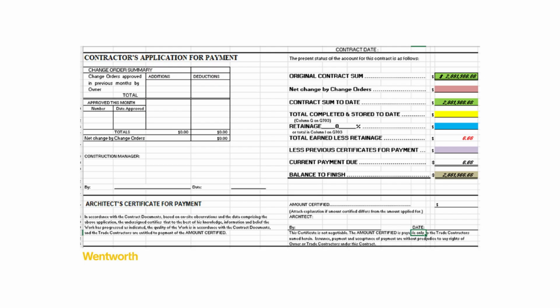Now, enter your net change by change orders here in the pink cell on the AIA G702 cover sheet. This value comes directly from column D on the continuation sheet, the total of all approved additions or deductions to the contract. If there are no change orders this period, leave this section blank. When that happens, your original contract sum plus net change by change orders will remain the same, meaning your contract sum to date does not change.